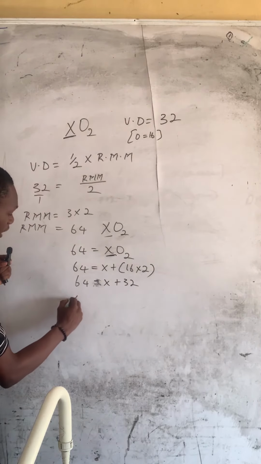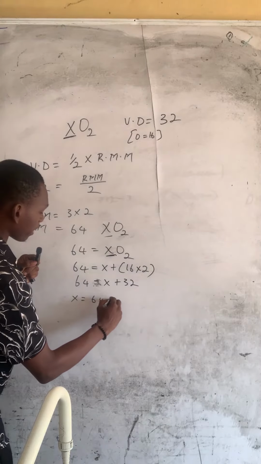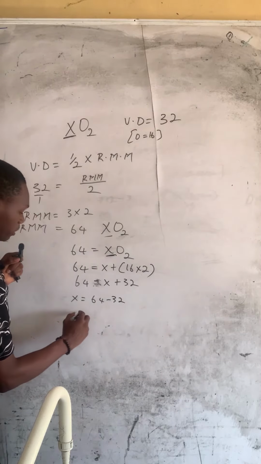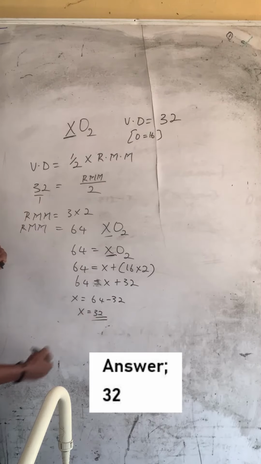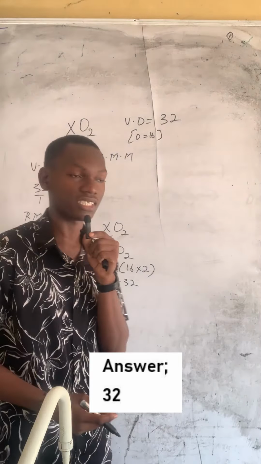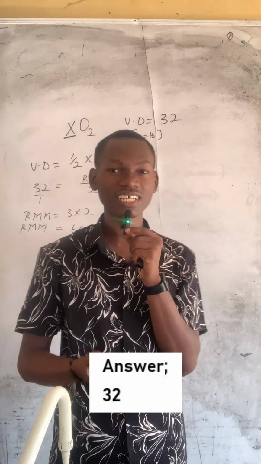At the end of the day, X will be equal to 64 minus 32, which simply gives us X equal to 32. So this is the mass of X. The mass of X is simply 32. And what element has a mass of 32?